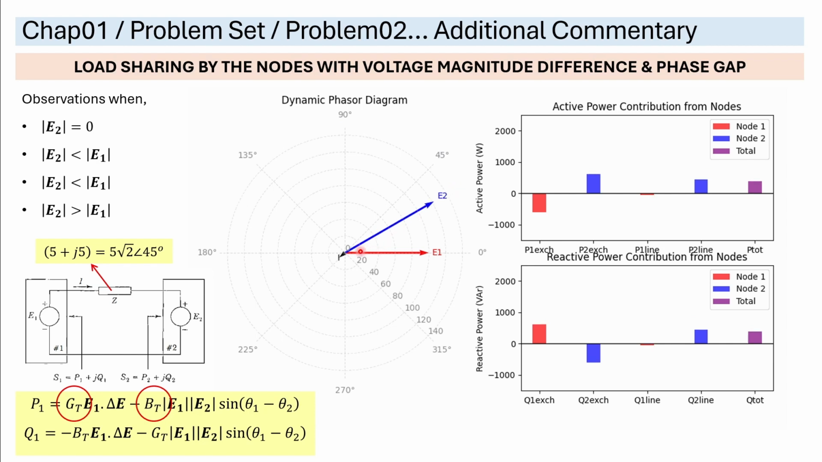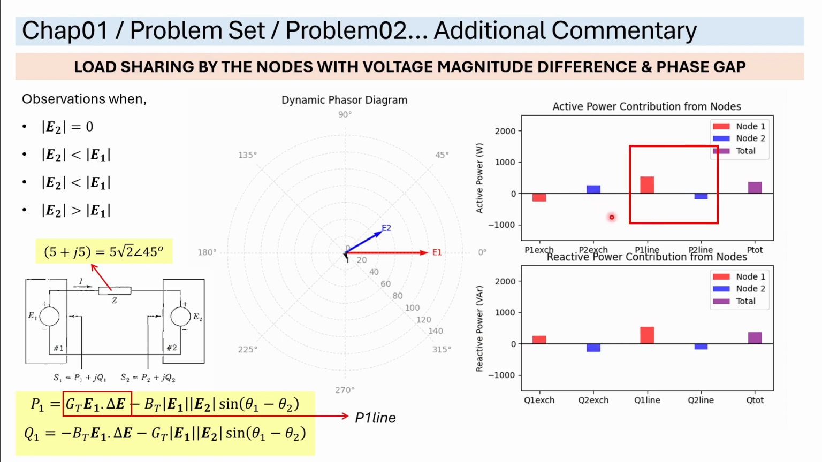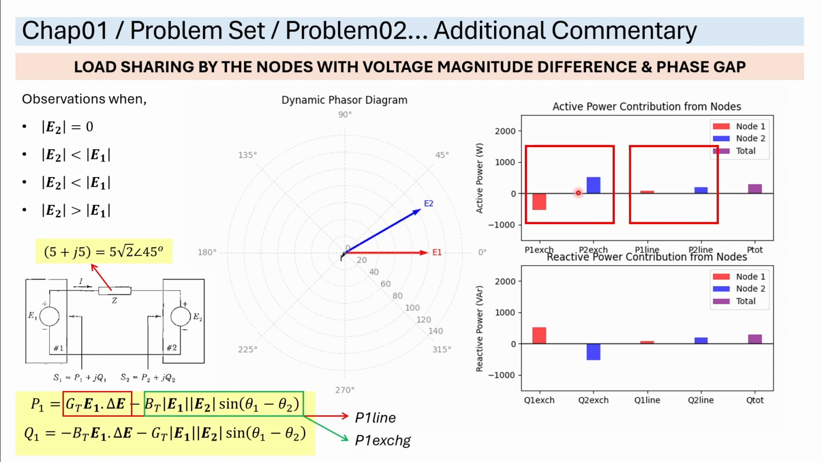As we vary the magnitude of E2, the bar graphs on the right dynamically track the active and reactive power generated at each node, calculated using the formula shown below. In the power bar graphs, note that the power at each node is dissected into two terms, the line component and the exchange component. This mapping helps illustrate how these individual terms vary as the node voltages change.